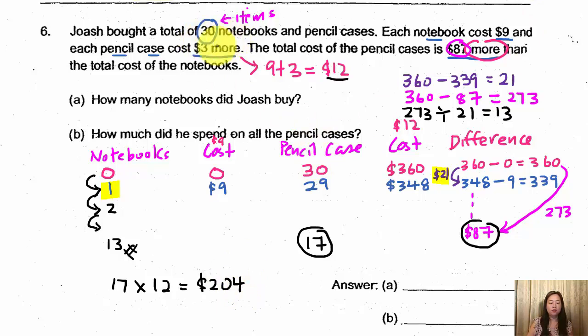Let's recap what we have learned. So from this question here, we know that we can make supposition by making George bought 0 notebook and 30 pencil cases. And we also know that by dropping, when you add the number of notebook, it will be a consistent drop of 21. So we just have to find out for $273, how many times must you drop by 21 in order to have a difference of a total cost of $87.